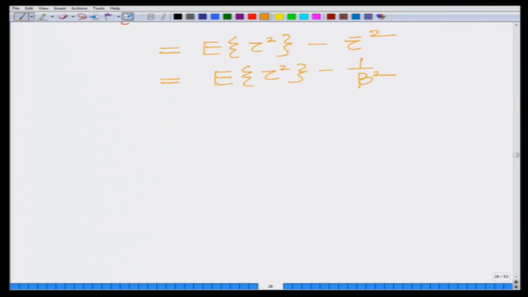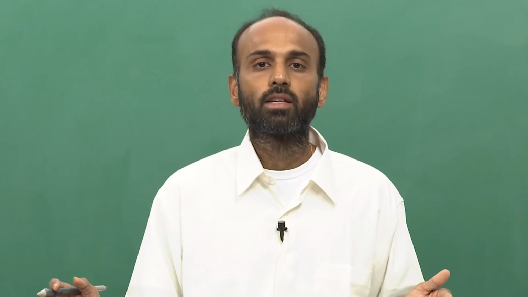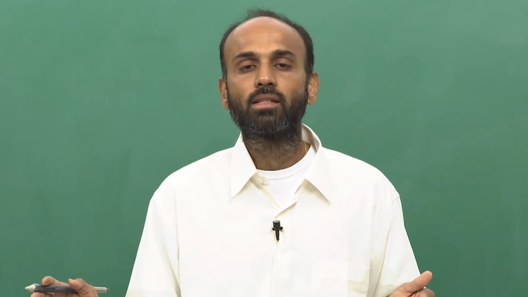Now, let us evaluate the expression expected value of tau square. So, we have shown that the variance sigma tau square is the expected value of tau square, the average of the square of the delay, minus the average delay square, that is 1 over beta square.